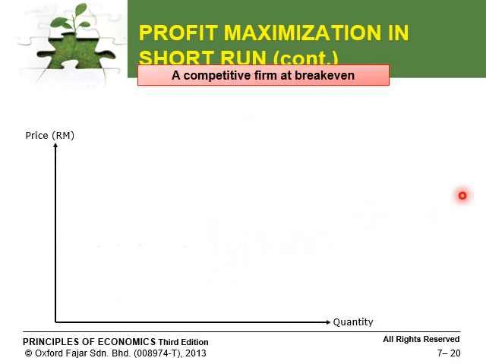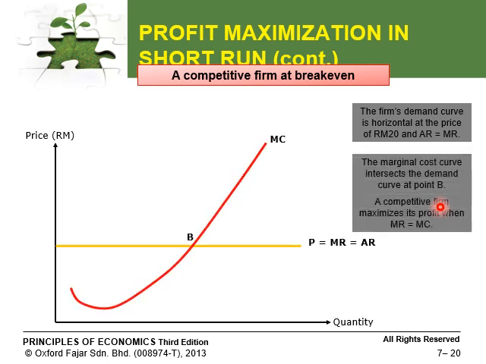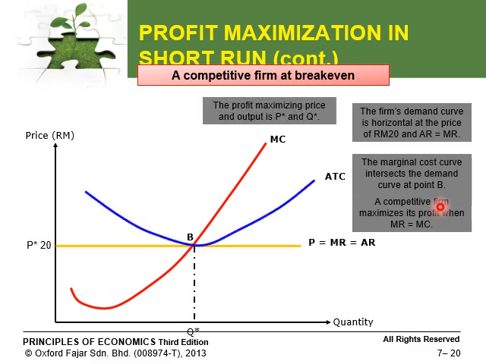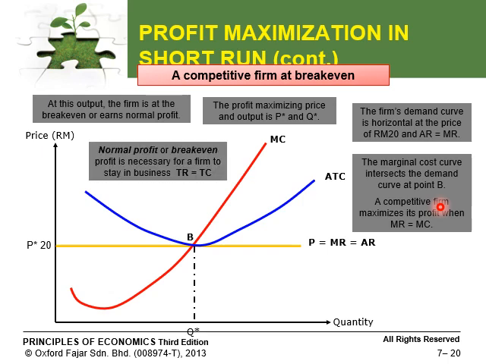How about break even? Break even happens when total revenue equals total cost. This is the break-even condition, where marginal cost intersects with marginal revenue at point B. It shows that the firm is making revenue of this amount, from P to B to Q and to 0. So this is the amount of revenue gained by the firm.